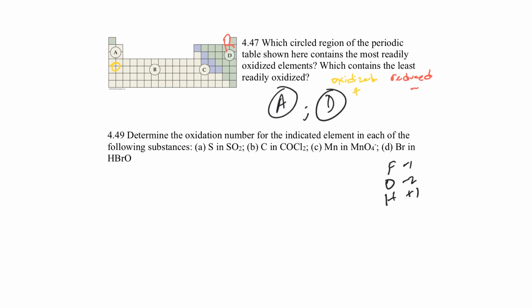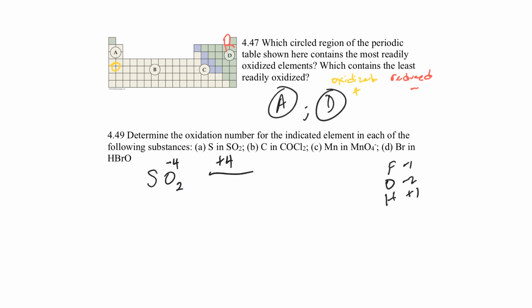So let's do SO2. I know that oxygen is negative 2. If I have SO2 and oxygen's negative 2, and I've got 2 oxygens, what's my charge? Negative 4. So if SO2 is 0, what does my S have to be? It has to be positive 4. I hope that made sense. Do you see? I can figure it out from the molecule.